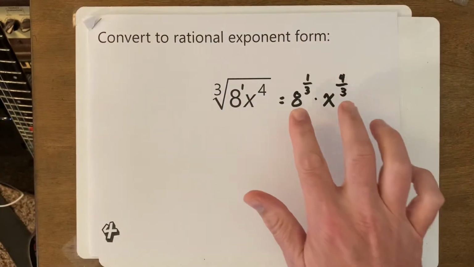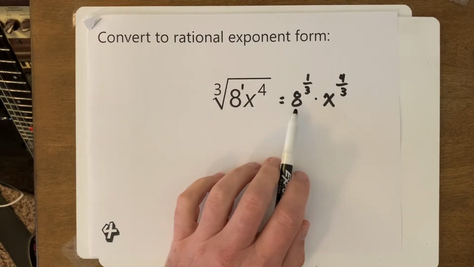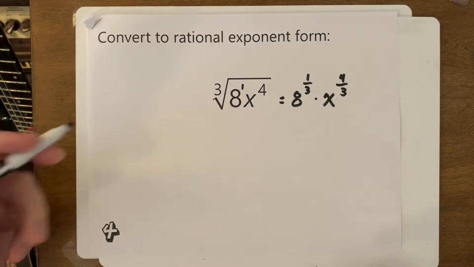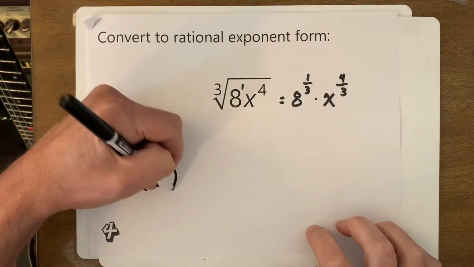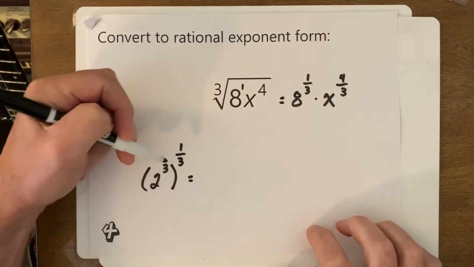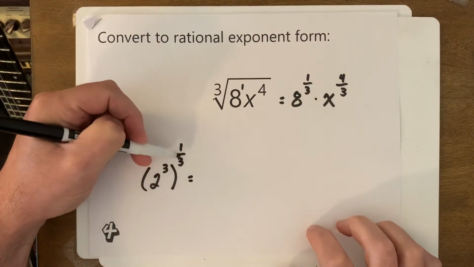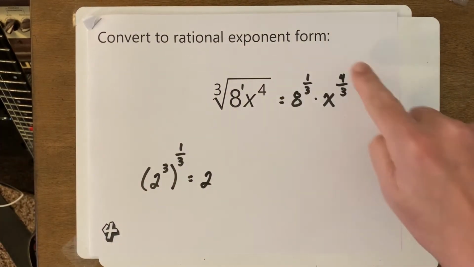Now you might think that this is done, but if you realize 8 is a perfect cube, 8 is 2 cubed. And so if you write that 8 as 2 cubed to the 1/3, and you multiply these out, you actually get 3 times 1/3, which is 1. And so that's actually equal to 2. So this would not probably be the back of the book answer.